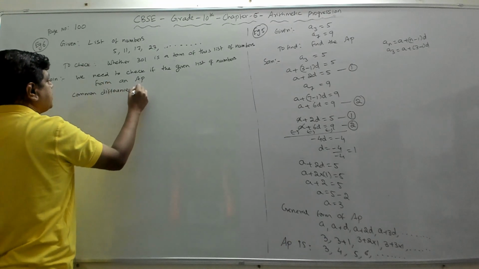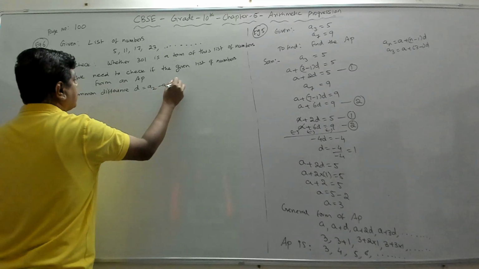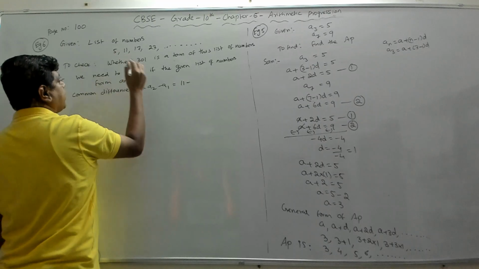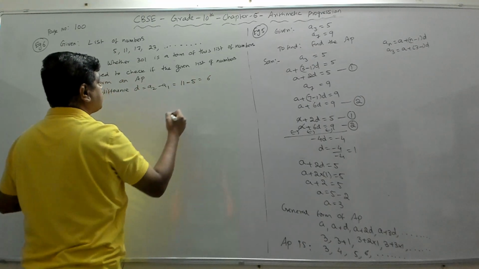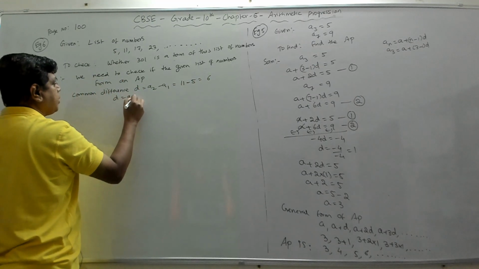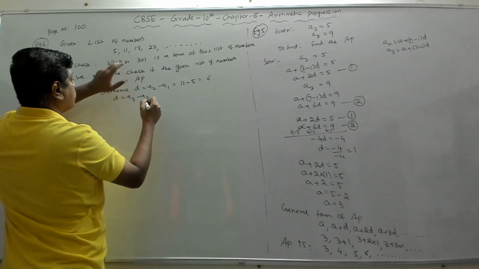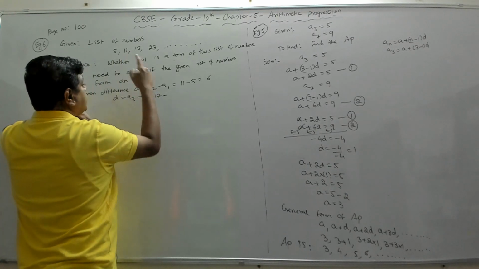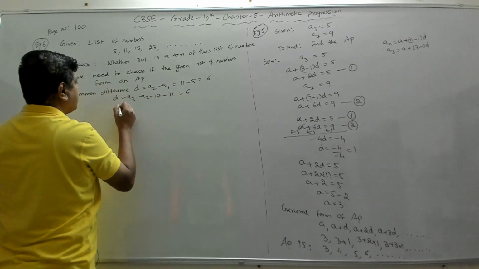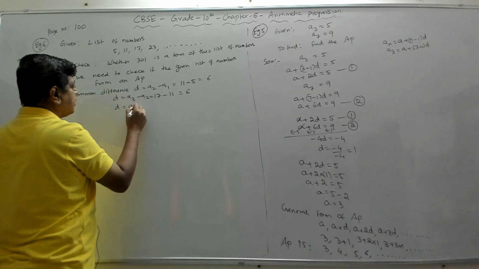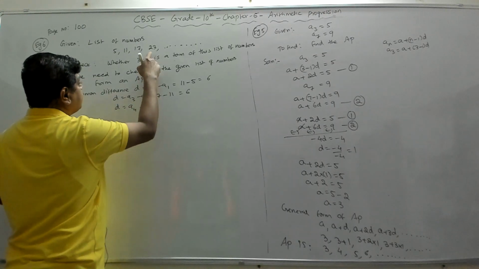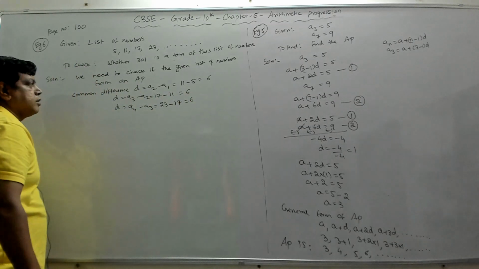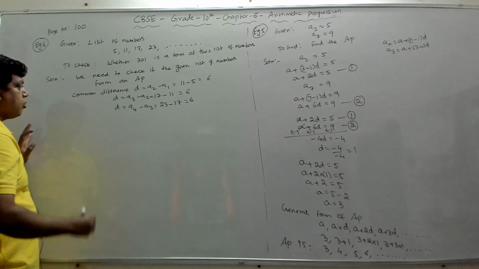So common difference d is a2 minus a1. a2 is 11 minus a1 is 5. 11 minus 5 is 6. Again, find a3 minus a2. We have to check for all the two consecutive terms. a3 is 17 minus a2 is 11, and 17 minus 11 is also 6. Again, d is a4 minus a3. a4 is 23 minus a3 is 17. That is also 6. Now all the common differences are the same.